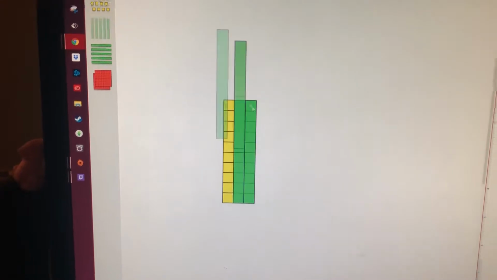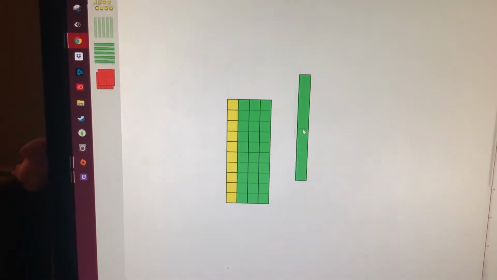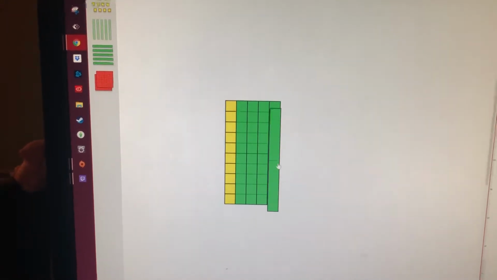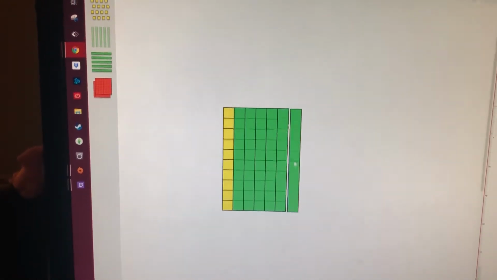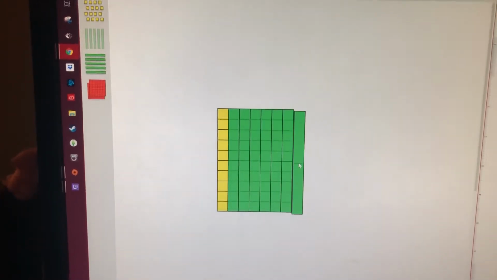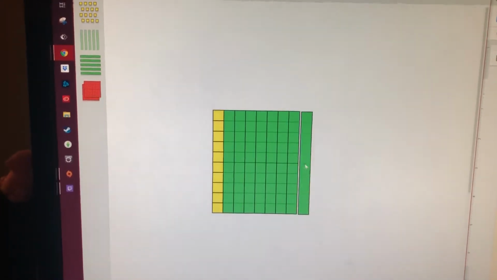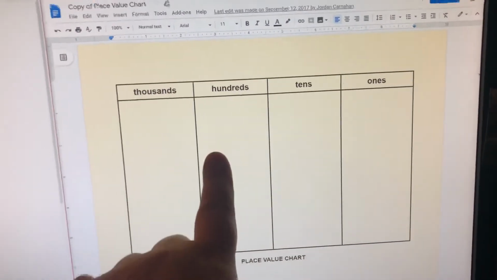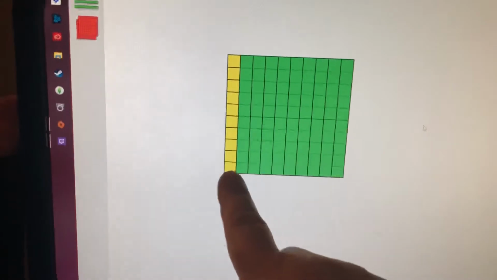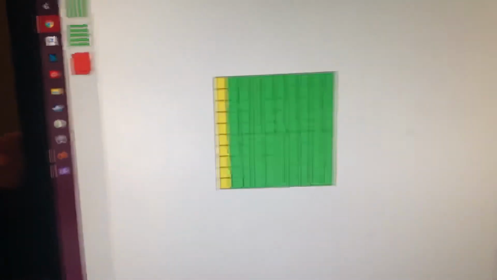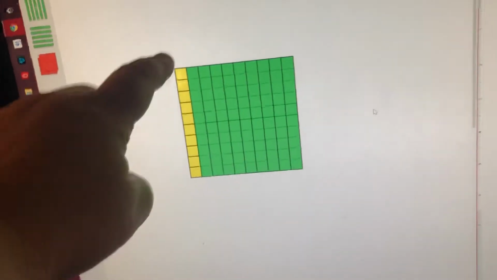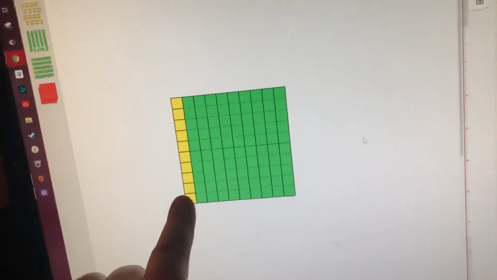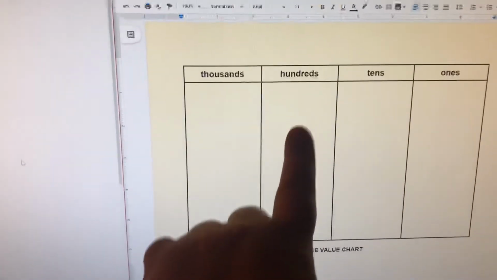3, 4, 5, 6, 7, 8, 9, and 10. Okay, so in order to jump from the tens place to the hundreds place, we needed to add 10 tens rods. So we went from 1 to 10 and made a 10 rod, and then we took the 10 rod and made a 100 block. So now we're here, we're in the hundreds place.